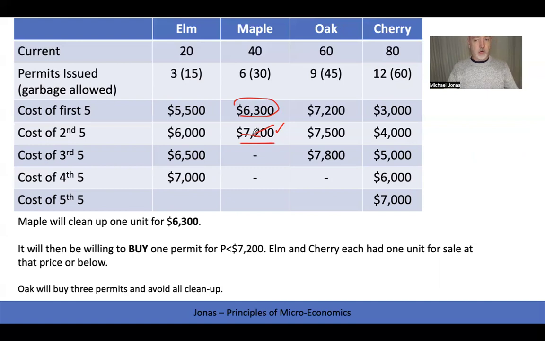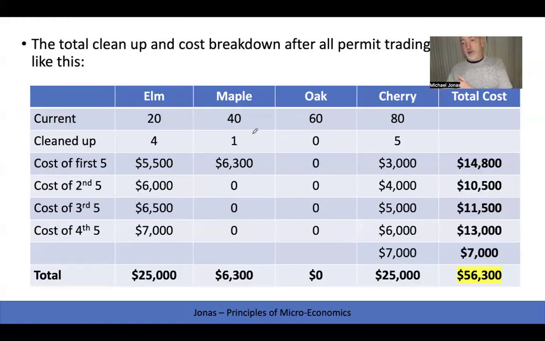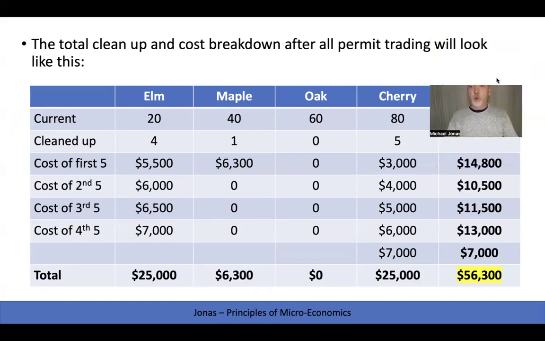the lower cost options. So let's add all this up and just verify, right, that this did work out, that our total costs are lower than the command and control. And thank goodness it checks out, right? So again, our pollution cleanup came 4 units cleaned up by Elm, spent 25,000, 1 by Maple, 6,300. Oak, right, ended up not doing any cleanup because they bought the remaining permits. The higher cost firm avoided the cleanup. They were on the demand side.